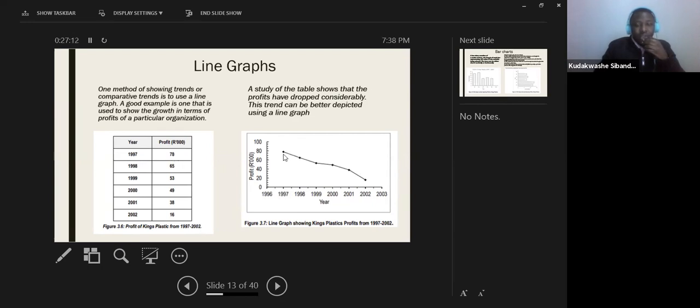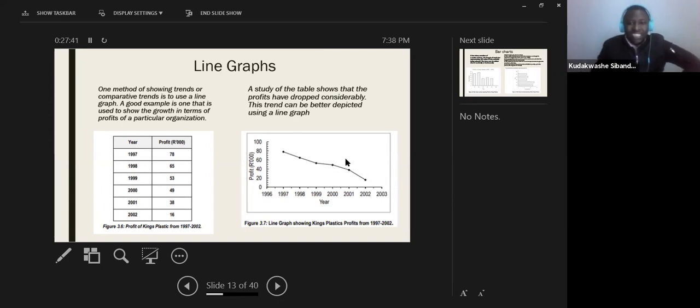This is 65. So when you join them, the reason why it's called a line graph is because the points themselves are connected using a line. So that's why you can see it's a line here. A study of the table shows that the profits have dropped considerably. This trend can be better depicted using a line graph. So that's the beauty of using a line graph when you want to see the trend.